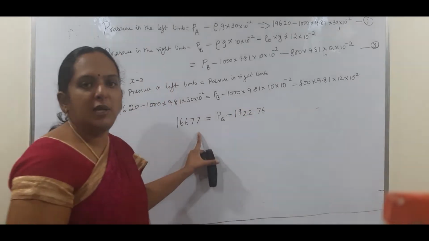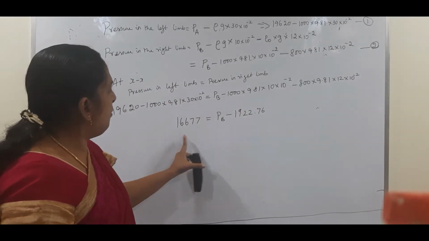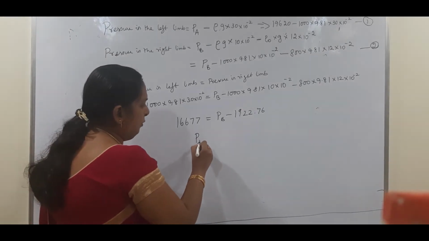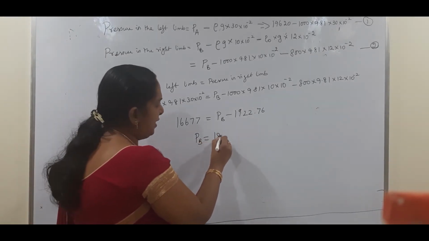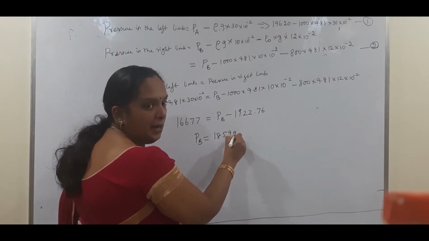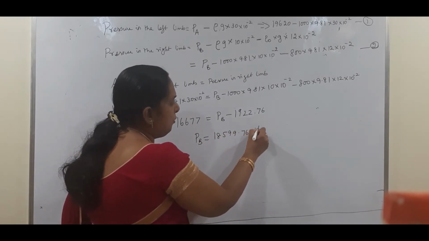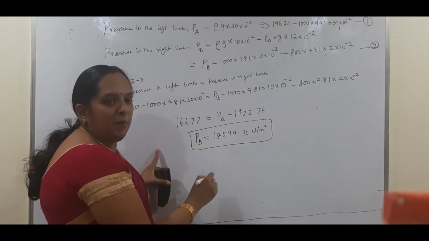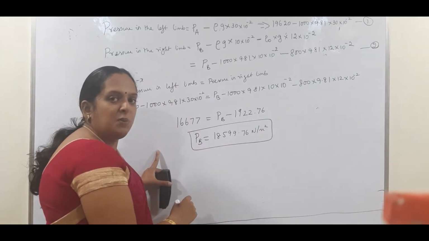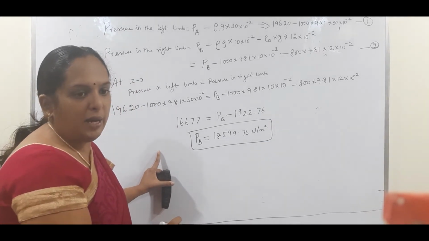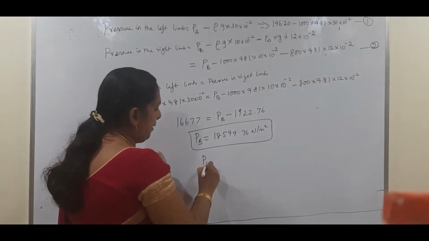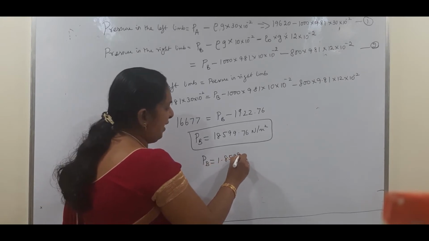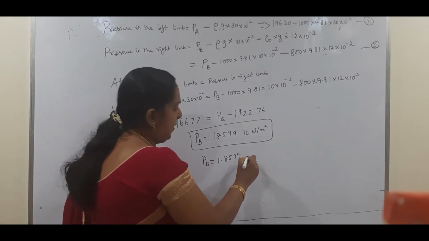So we have got the two equations. Now we are going to solve this equation. You will be getting the PB value as 18,599.76 Newton per meter square. So this is the value of PB. But here we have to convert this PB in terms of centimeter square. Am I right? So here PB is equal to 1.8599 Newton per centimeter square.